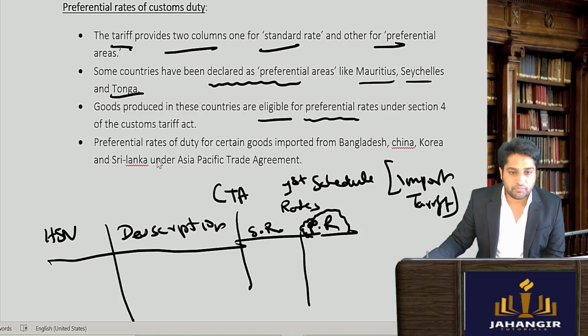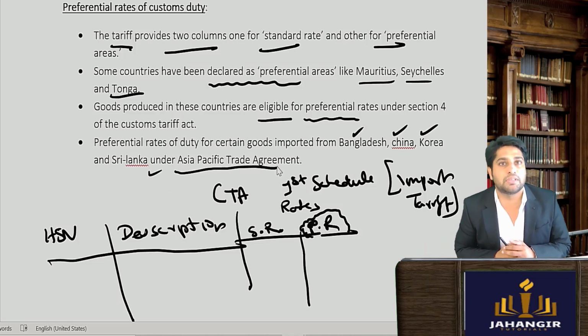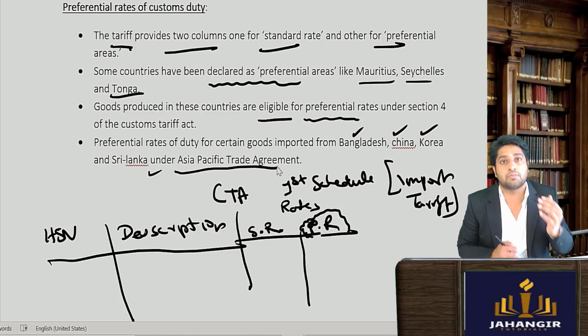Preferential rates are also given when we import from Bangladesh, China, Korea, Sri Lanka under the Asia Pacific Trade Agreement. So obviously on the basis of agreements between the countries, we can prefer certain countries over the others and give them certain added advantage.